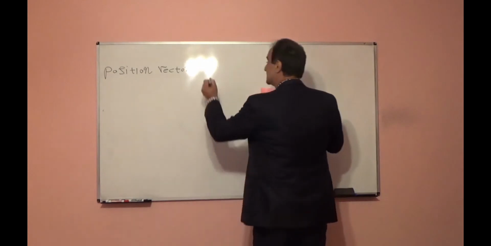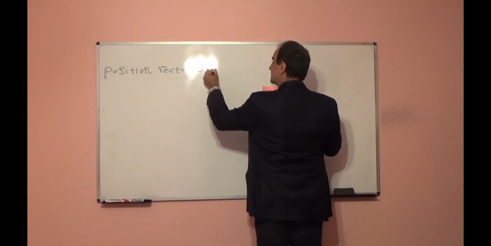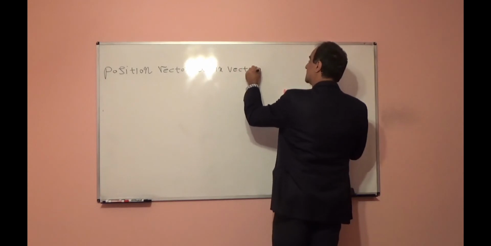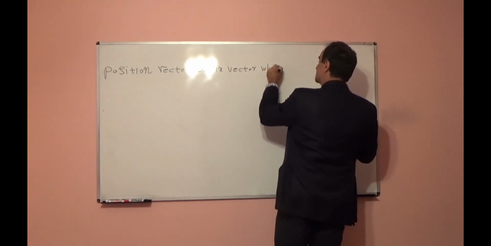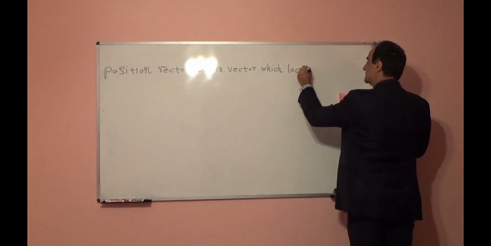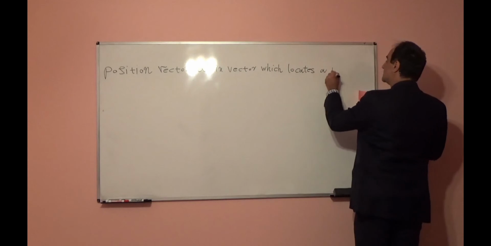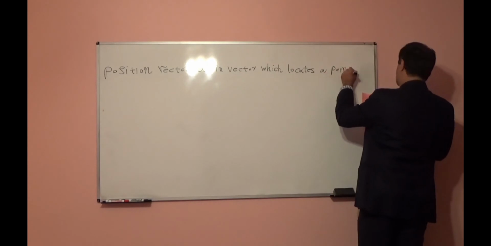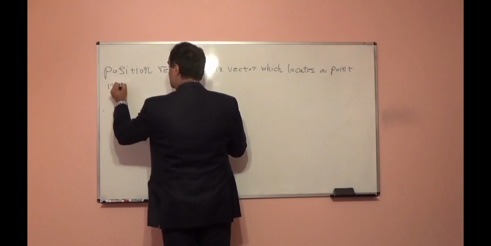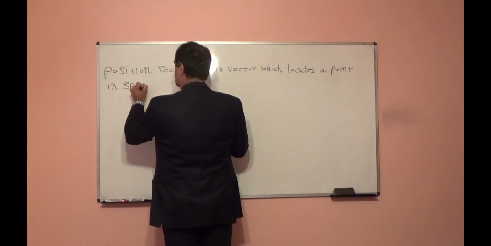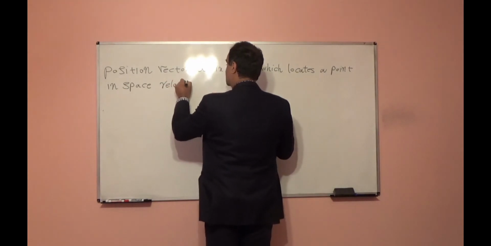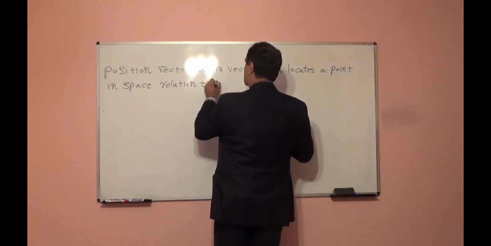Position vector is a fixed vector which locates a point in space relative to origin.